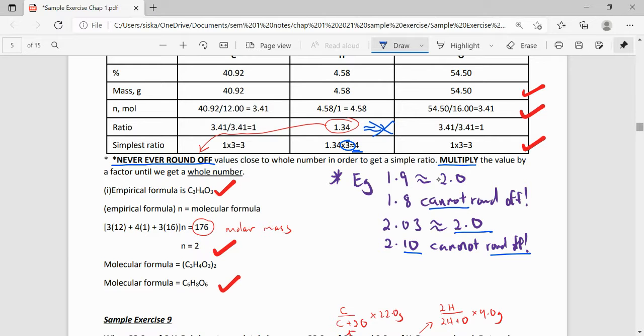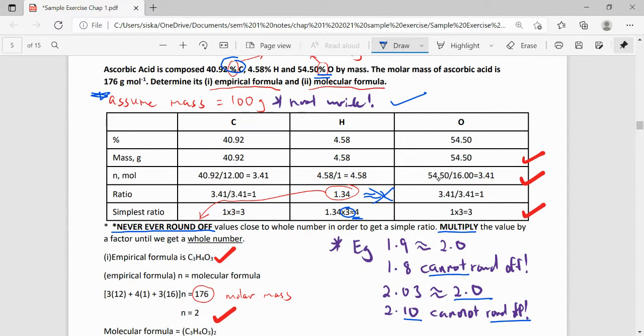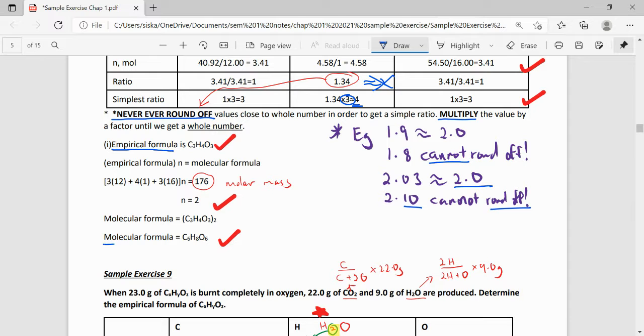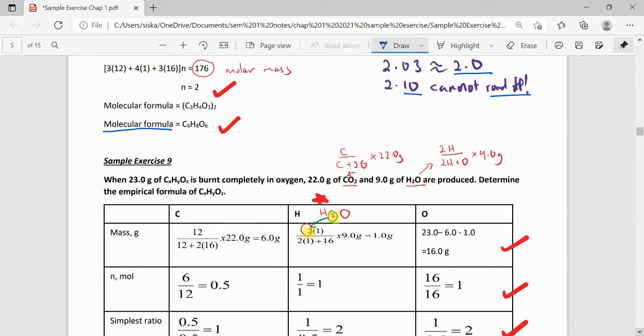Another one is that you must look at what is required. Number 1 is empirical formula, so must label empirical formula. Then number 2 is molecular formula. Okay, next one.